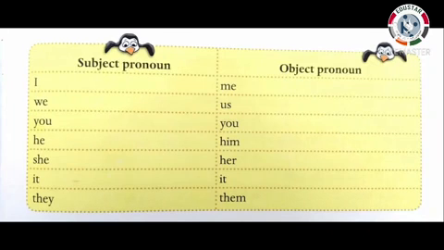Look at this table. These are subject pronouns. These are object pronouns. Here, I becomes me, we becomes us, you becomes you, he becomes him, she becomes her, it becomes it, they becomes them.